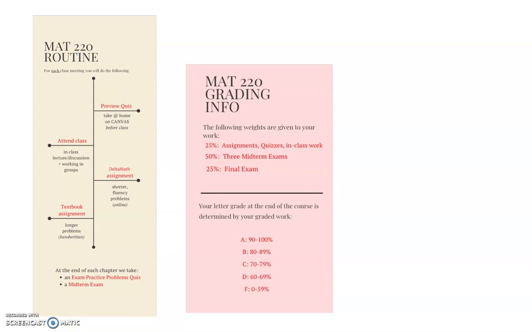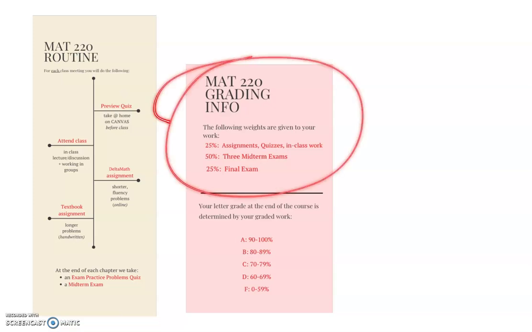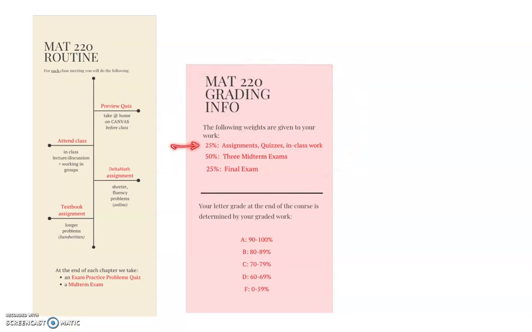So how are your grades determined? This is the breakdown. 25% of your grade will be based on homework assignments, quizzes, and some in-class work. And then, of course, the bulk of your grade will be determined by exams. There will be 3 midterm exams and 1 final exam. The 3 midterm exams together will be 50% of your grade, and the final exam will be 25% of your grade. And then a pretty standard chart for how letter grades get assigned at the end of the semester.